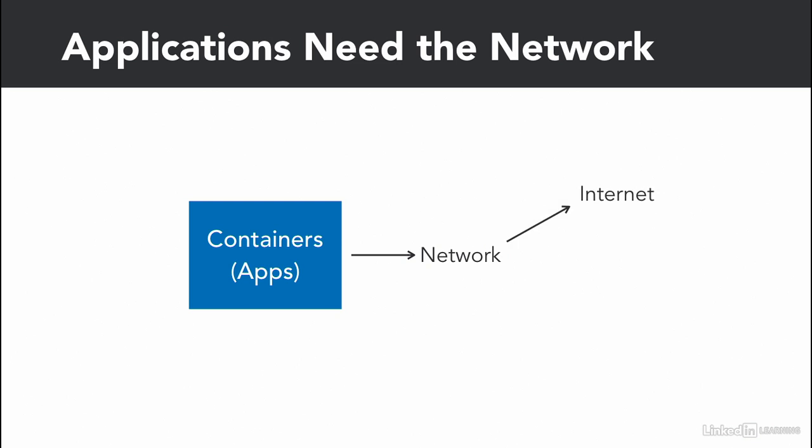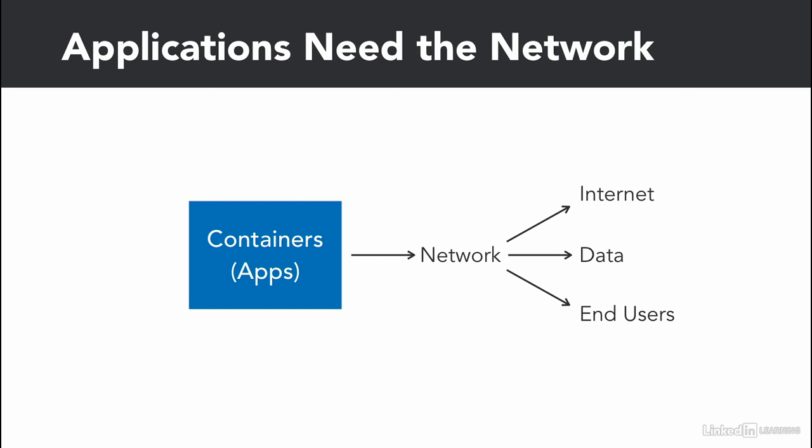Or maybe the application needs access to something out on the internet to do some sort of processing and present some sort of information. Perhaps they need access to some sort of data in the data center. Could be a database server, for example, or some sort of storage system. And then finally, perhaps end users need access to the applications that are running inside the container. So hopefully you're getting the point here. The point is that applications running in containers need the network.